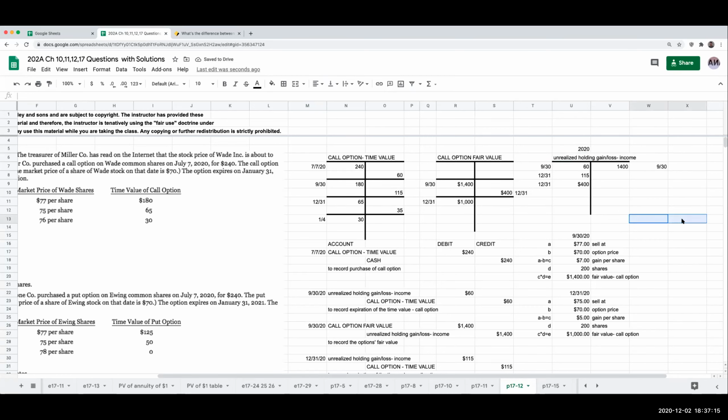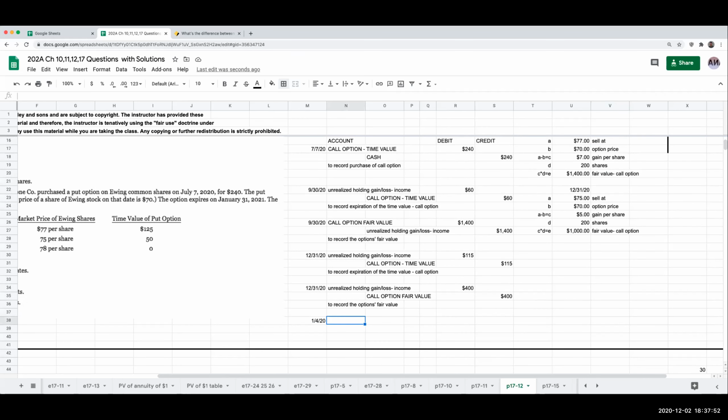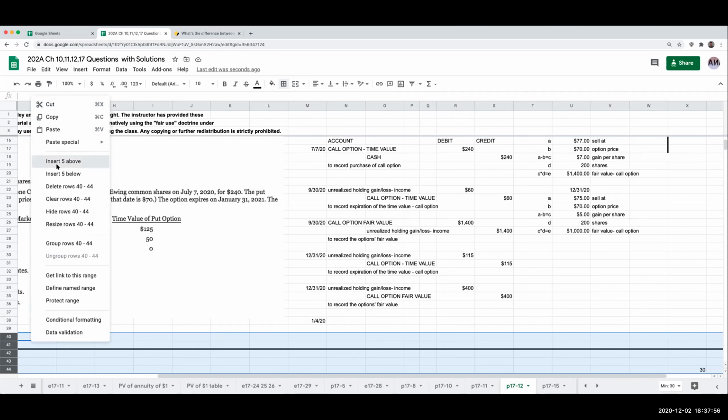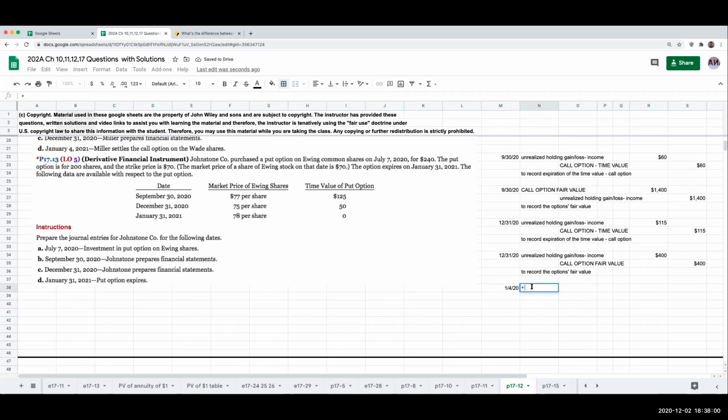For 2021, we would need a new T account. And let's go ahead and do this. So over here for 2021, that would be closed out to 0. Okay. So here I'm going to have a credit for 30. No, sorry. I'll have a debit for 35. And this would be on January 4th. Okay. So I've taken care of the change in the time value. So this over here, I would be debiting unrealized holding gain or loss, crediting time value, 35, and this is to record the expiration of the time value.